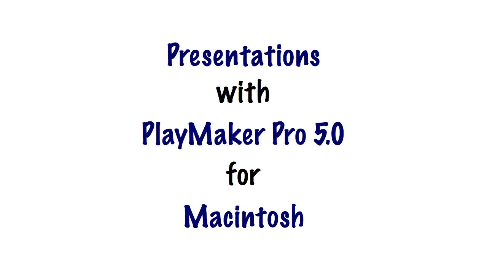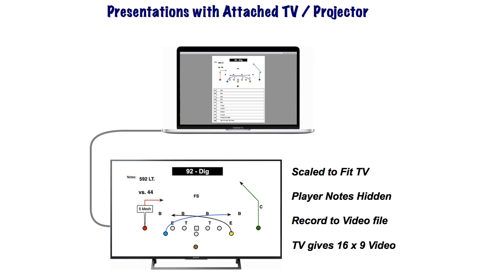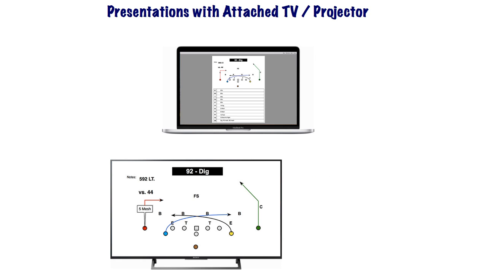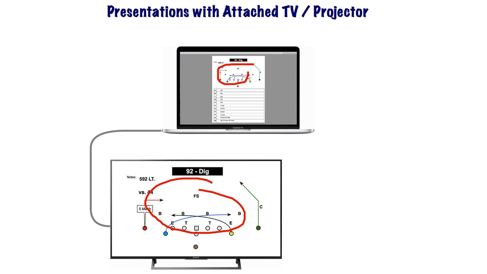Welcome to Presentations with PlayMaker Pro 5 for the Macintosh. Today we're giving our presentation using a Macintosh and a television, and we have a cable between the Mac and the TV. And when we have graphics on the Macintosh, they show up on the TV as well, only they're scaled to fit the TV.